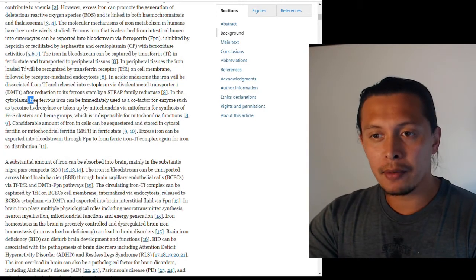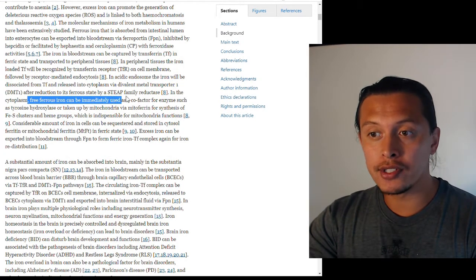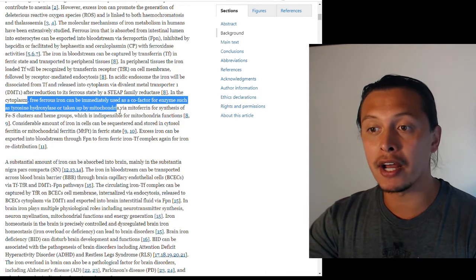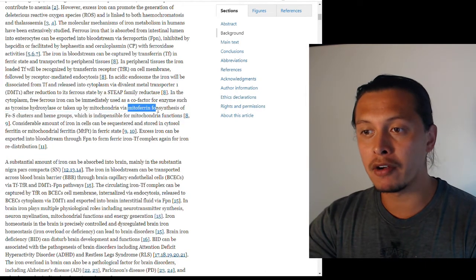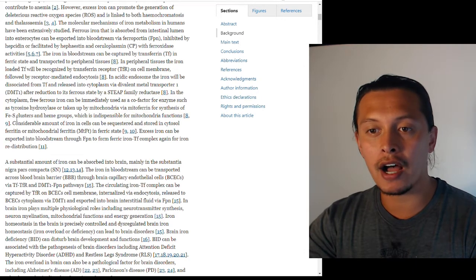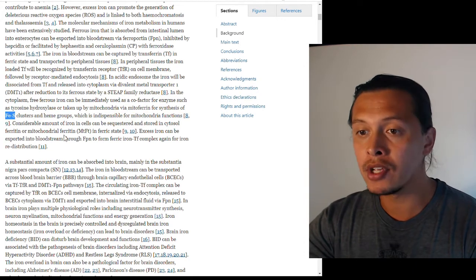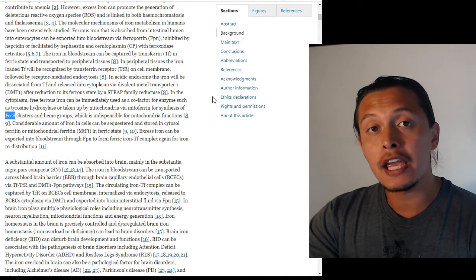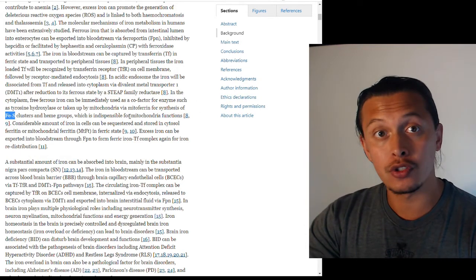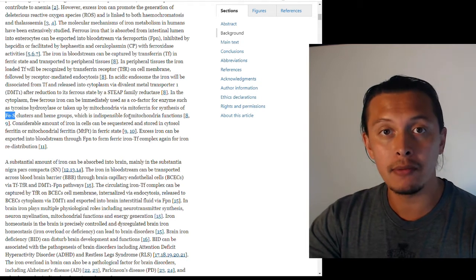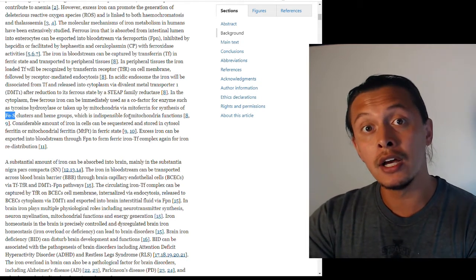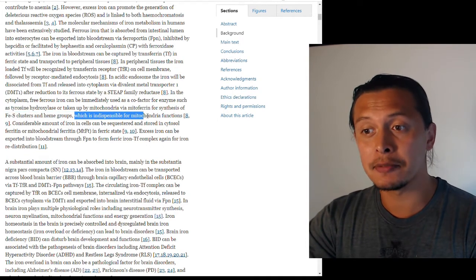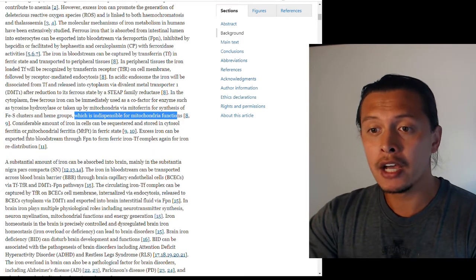In the cytoplasm, free ferrous iron can be immediately used as a cofactor for enzymes such as tyrosine hydroxylase, or taken up by mitochondria through mitoferrin for synthesis of iron-sulfur clusters and heme groups. So the iron can be taken up into the mitochondria, where it can form these iron-sulfur clusters, or the heme group, which is a part of the hemoglobin molecule. And this is indispensable for mitochondrial function.